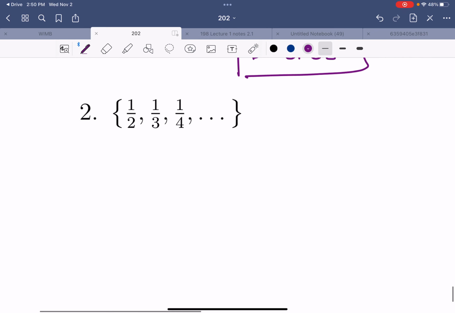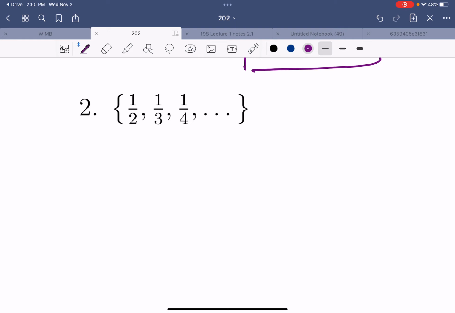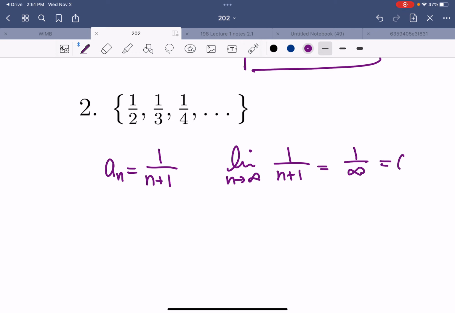The second one, 1/2, 1/3, 1/4, your an here is 1 over n plus 1. The ones are all the same. On the bottom, you start at 2 and jump by 1, so I have n plus 1. Then if you take the limit as n goes to infinity of 1 over n plus 1, that's 1 over infinity, which turns out to be 0. So this one converges.